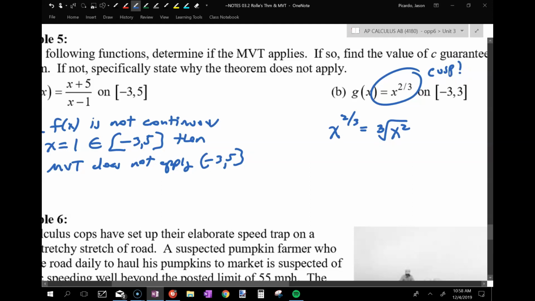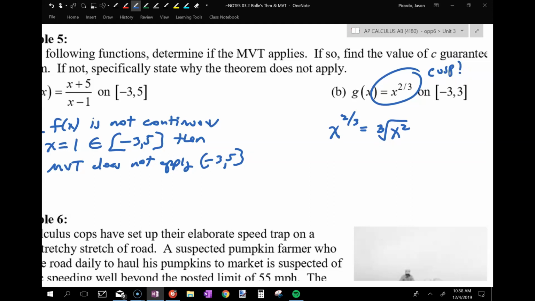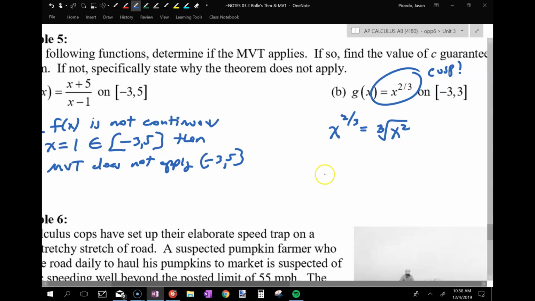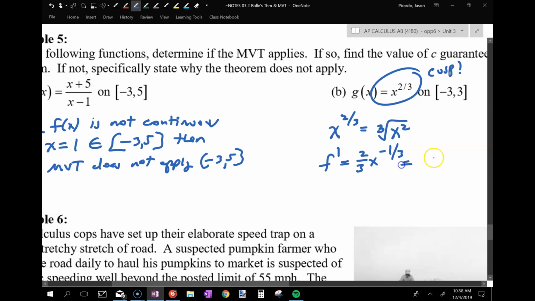Now, here's the thing that you're going to worry about. Hang on a minute, Ricardo. I know there's a cusp. I know at cusps I'm not differentiable, but it might not be in the interval, right? So what I need to do is, first of all, why is there a cusp? Well, if I take a derivative of this, I get 2/3 x to the -1/3, right? Which is the same as this.